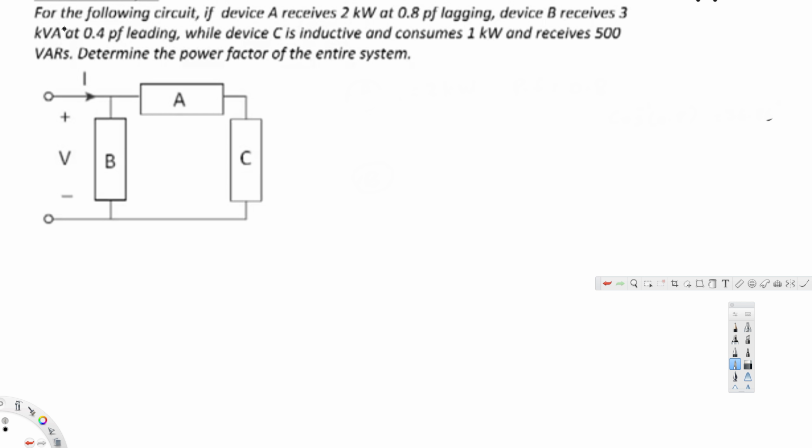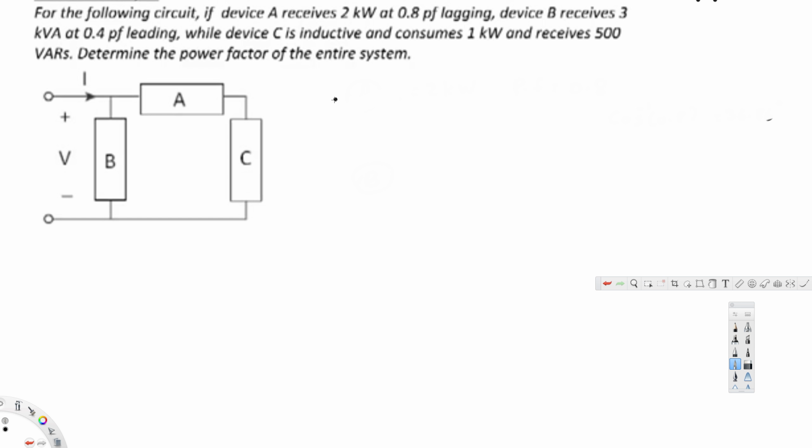This question is asking, for the following circuit, if device A receives 2 kilowatts at 0.8 power factor lagging, device B receives 3 kVA at 0.4 power factor leading, while device C is inductive and consumes 1 kilowatts and receives 500 VARs, determine the power factors of the entire system. Okay, now in order to do this one we have to use the power triangle.